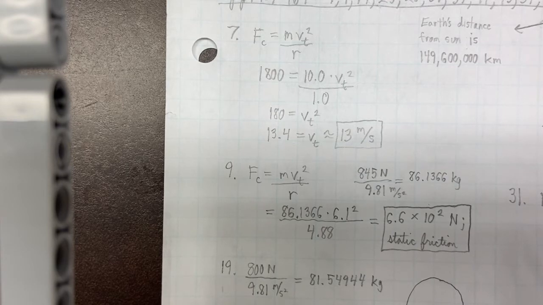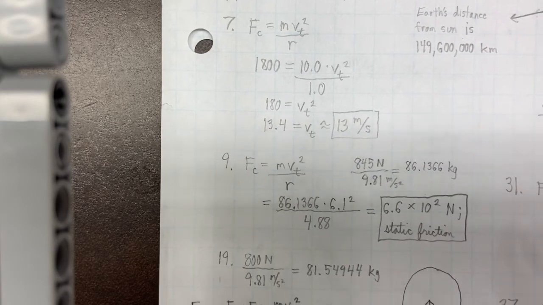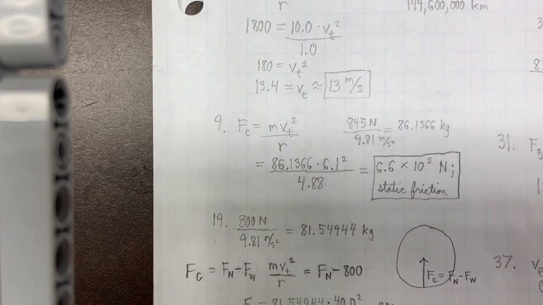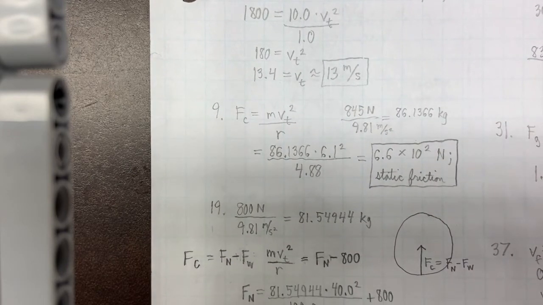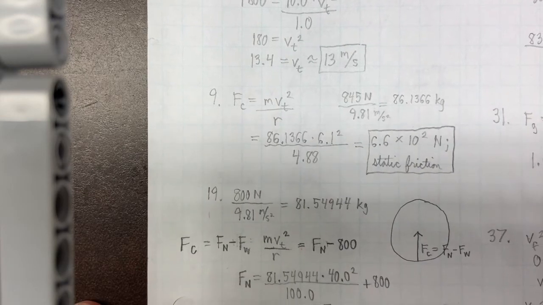Number 9: a baseball player rounds second base in an arc with a radius of curvature of 4.88 meters at a speed of 6.1 meters per second. If he weighs 845 newtons, what is the centripetal force that must be acting on him? Okay, so what we have here again is pretty much like the last one. It's plugging and chugging. The only little difference is that we do need to find the mass by dividing his weight by 9.81.